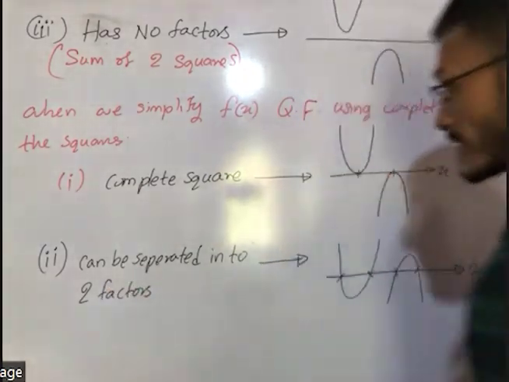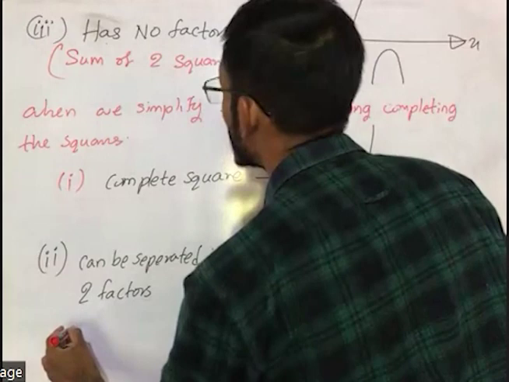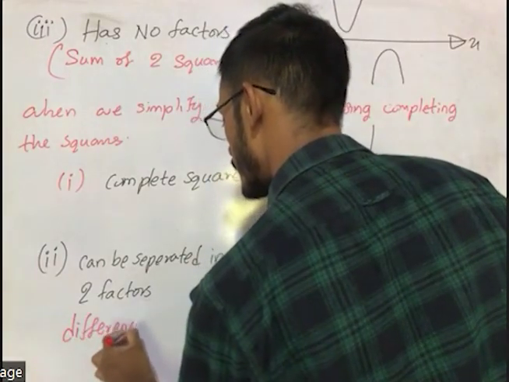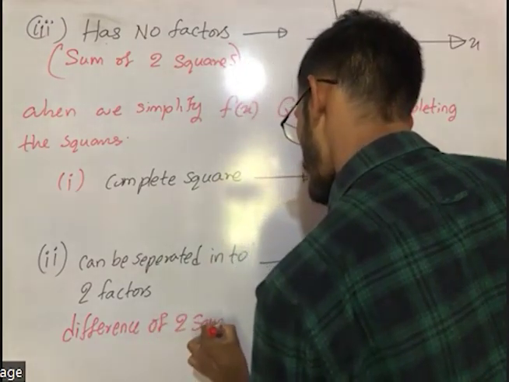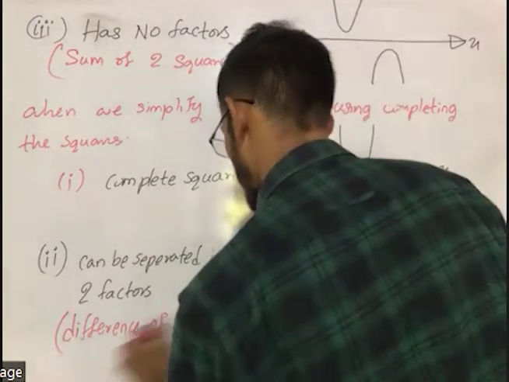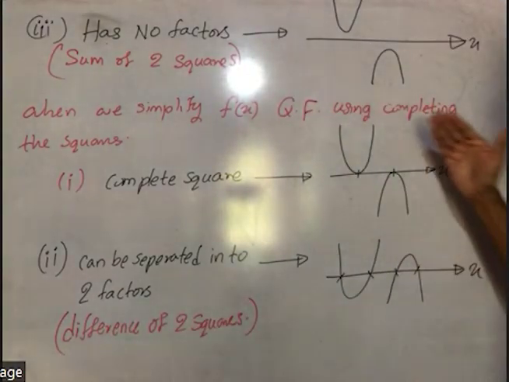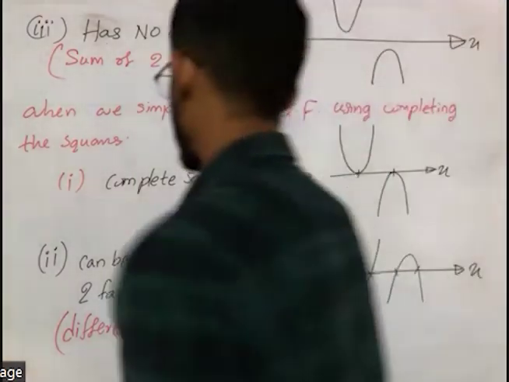So if this can be separated into two factors, that means this function is a difference of two squares, right? So these are the three results you will get when you use the completing square method to simplify the f(x) function, right?